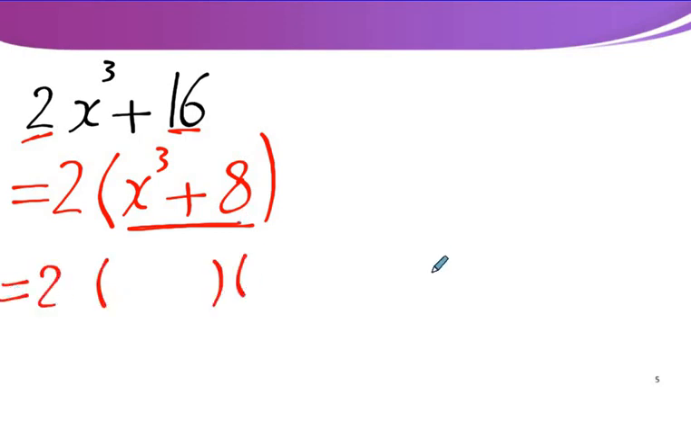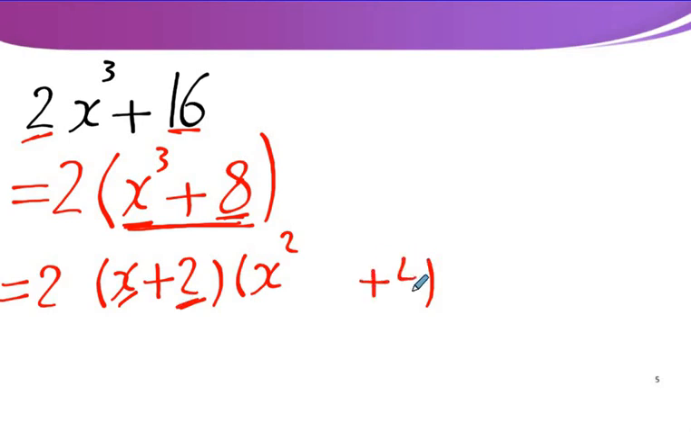Bracket and another bracket. The cubic root of x to the power 3 equals x, and the cubic root of 8 is 2, and the sign between them is positive, like it. And now x multiplied by x, x to the power 2. 2 multiplied by 2 equals 4. 2 multiplied by x equals 2x, so it will be negative 2x. Another example.